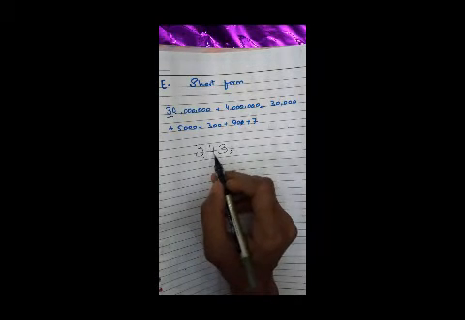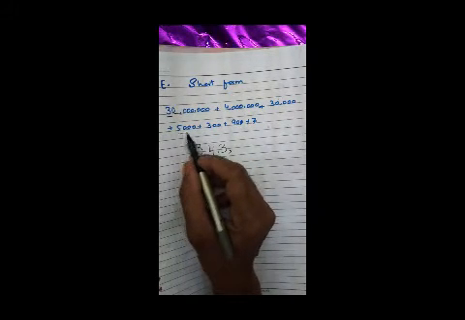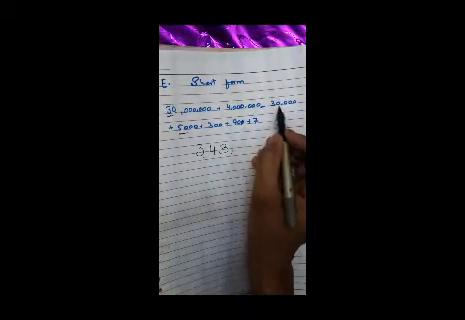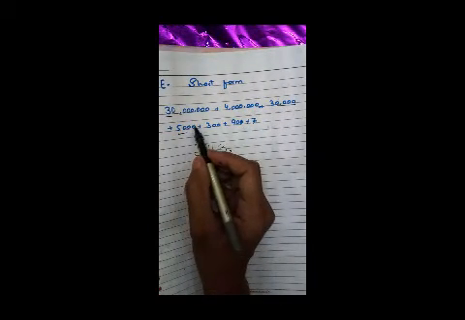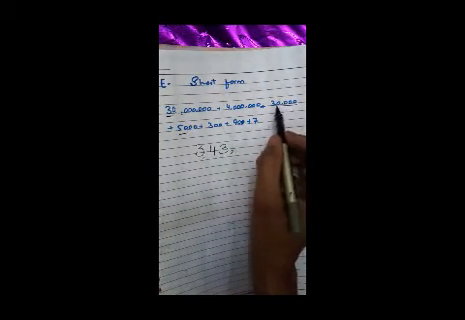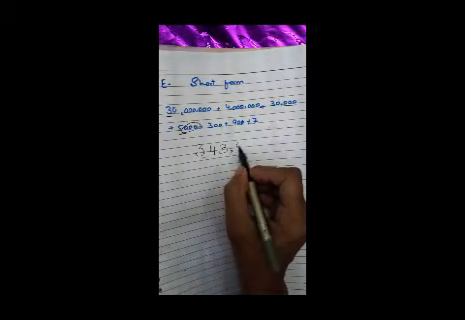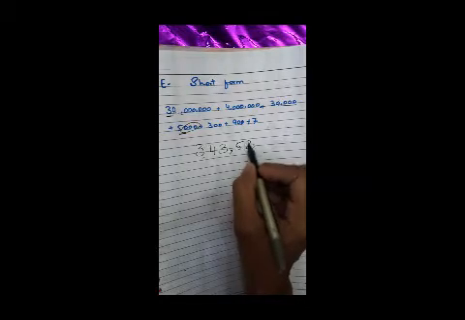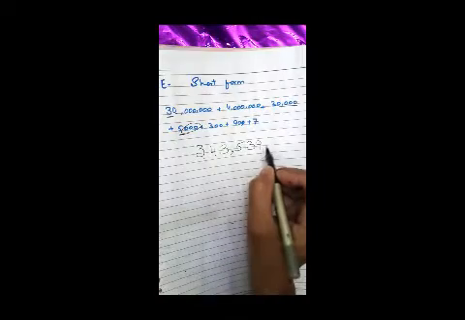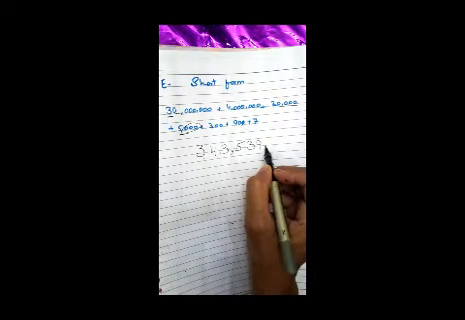3,043,343. Now the turn of 5, because after 5 zeros, how many zeros are present? 1, 2, 3, 4 zeros. How many zeros are present? 3 zeros. So right here 5, then 3, then 9 and 7.